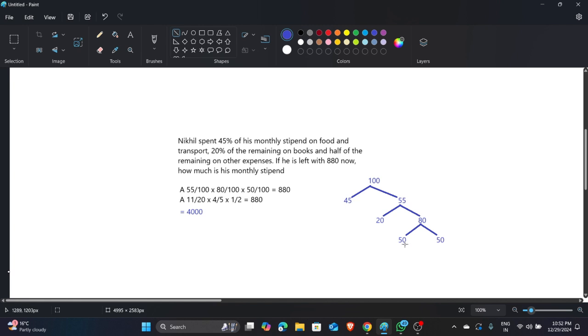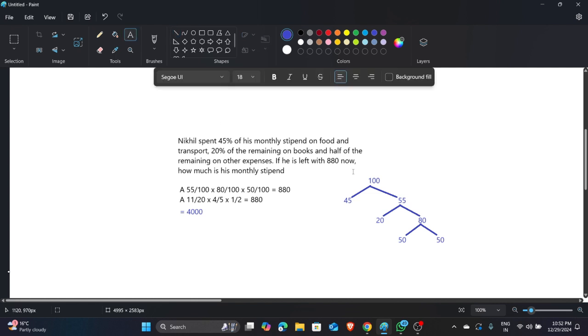It is 50% he spent from this 80. So now this 80 works as 100%, and then we have to take 50% from this 80. But this 80% is of 55. This 80% is nothing but 80% of 55. Like that, this 55 is 100%. So if you want to know what is 80% of 55, or the remaining value, that is 44.